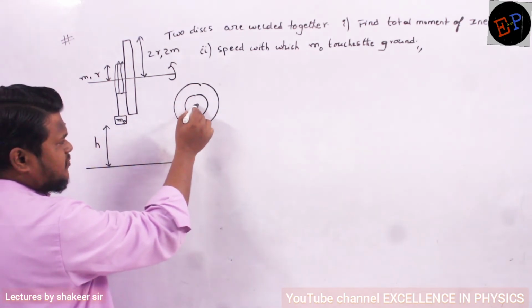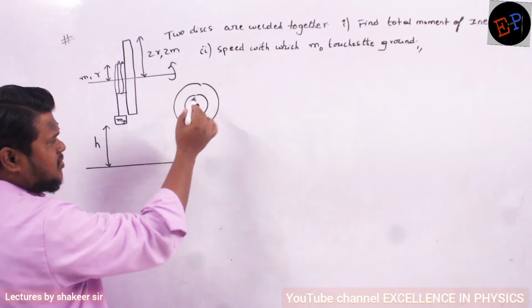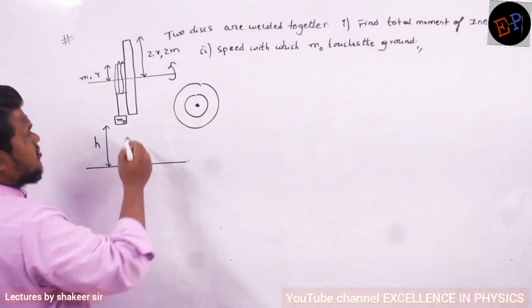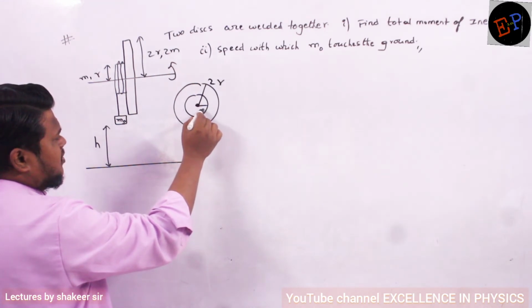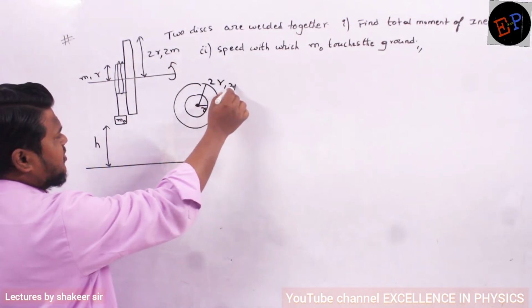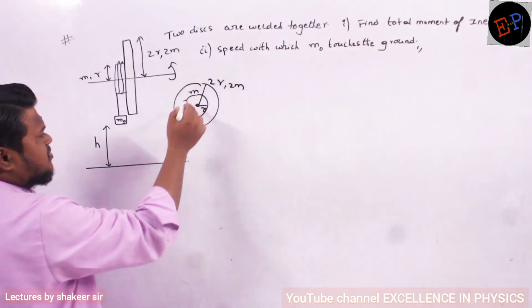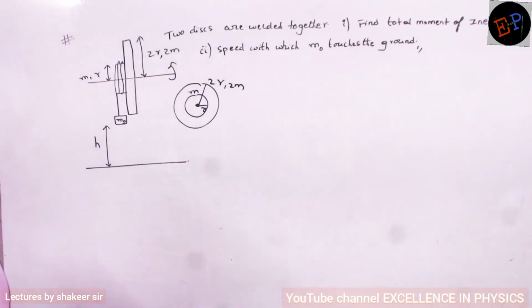And this is the axis of rotation. Around this axis, these discs are rotating. So the radius of one disc is 2r and the radius of the other disc is r. Clear? The mass of this one is 2m and the mass of the smaller disc is m. This is the given condition.